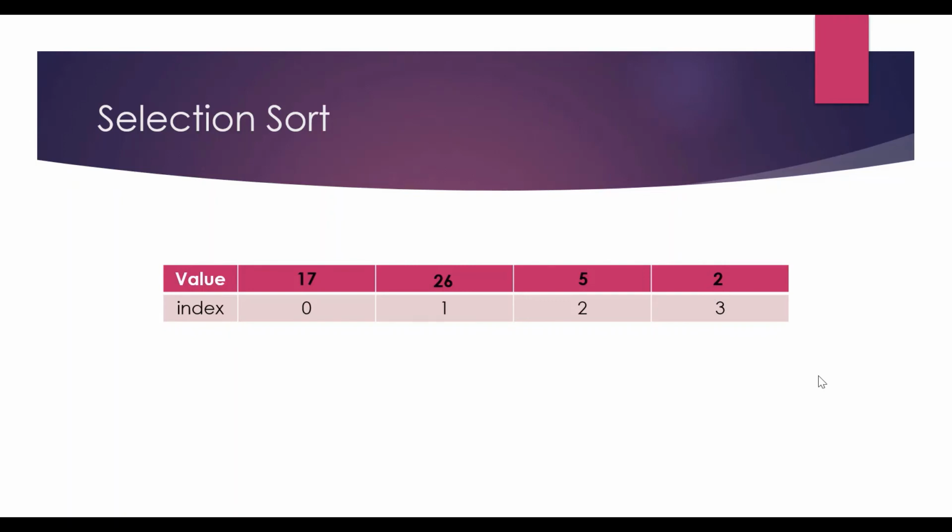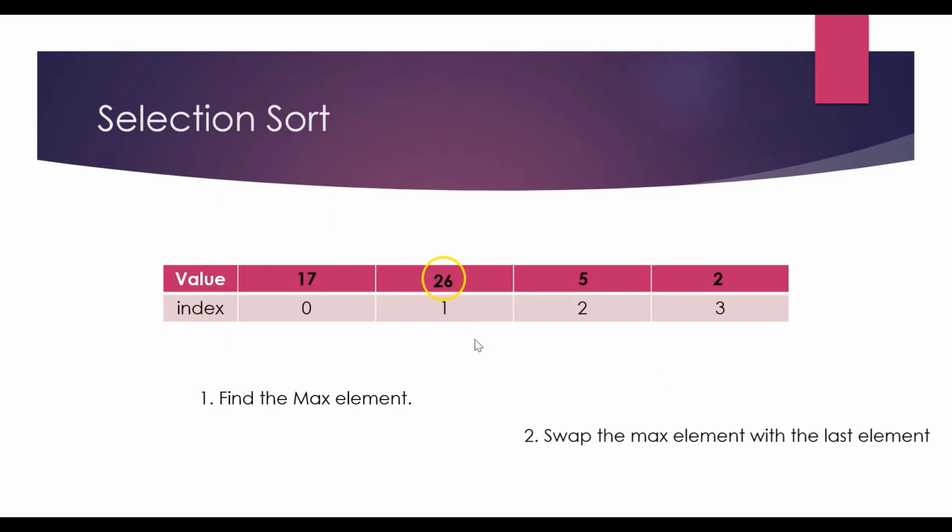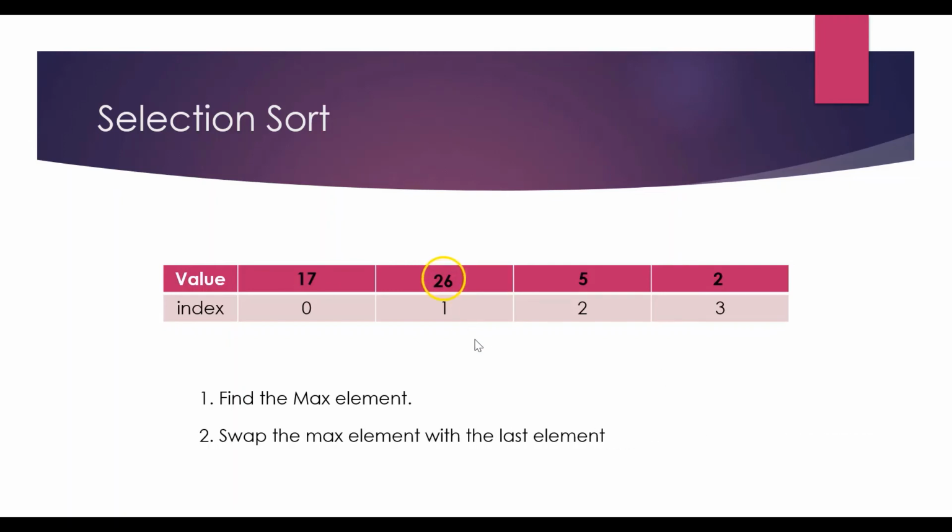So how does the selection algorithm work? We start by finding the maximum element in our array. Once we find that maximum element, which is the element 26 at location 1, we want to switch that element with, or swap it with, the last element in the array. So since this is the maximum element, when we sort the array, it has to be the last element in this array. So we are going to swap the maximum element with the last element we have in the array.